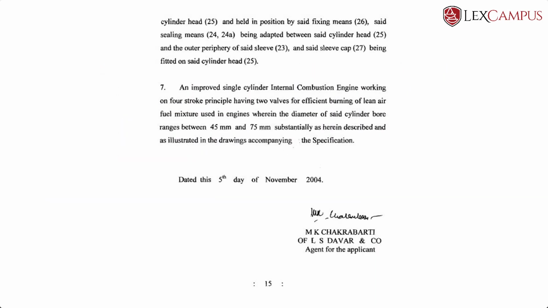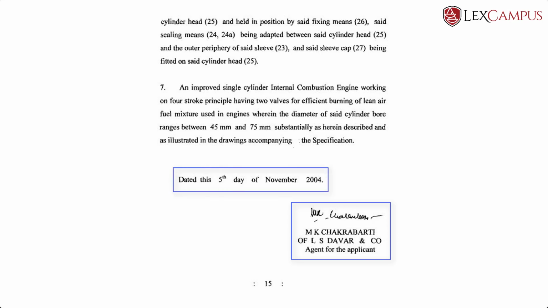So, you have the signature of the agent. If the inventor is filing in his own name, then it will be the inventor's name. So, and signature and date, which again form 2 had mentioned that it shall end with the date and the signature.